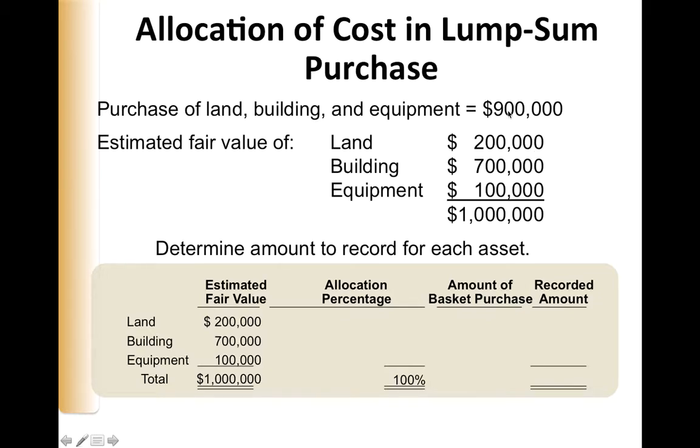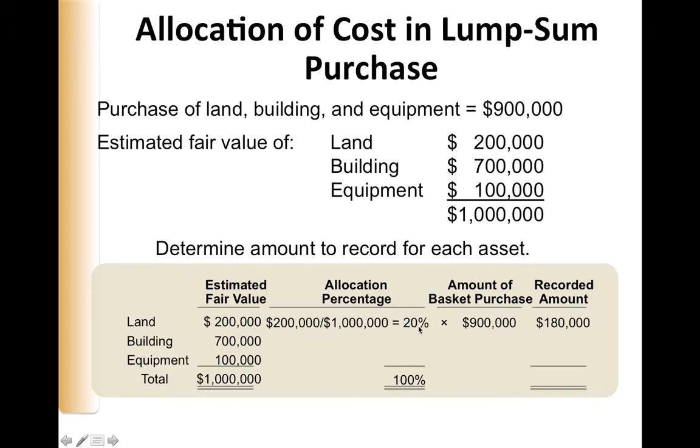So look here, I actually spent only $900,000. But the appraisal appraises my assets at $1 million. I will not record $1 million, but I'm going to take each of these appraised values and I will divide them into $1 million. Again, I ignore 900,000 for now. I take appraisal values, 200, 700, 100, and I divide each one of them into $1 million, and it gives me the allocation percentage of each asset. So land represents 20% of the purchase price.